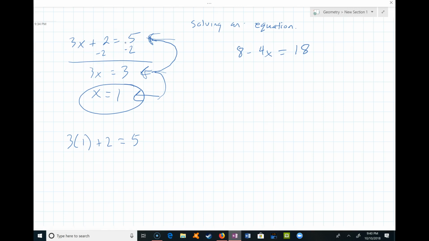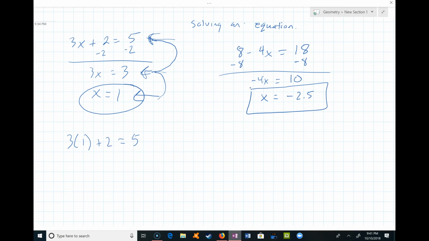Likewise in this one, I want to just undo the things that are being done to x so I can get a simple equation like this over here. So if I subtract 8 from both sides, or add a negative 8 to both sides, I get negative 4x is equal to 10. Then I would divide both sides by negative 4, and I get x is equal to negative 2.5. And that would be the solution to my equation. Okay, that's the idea.